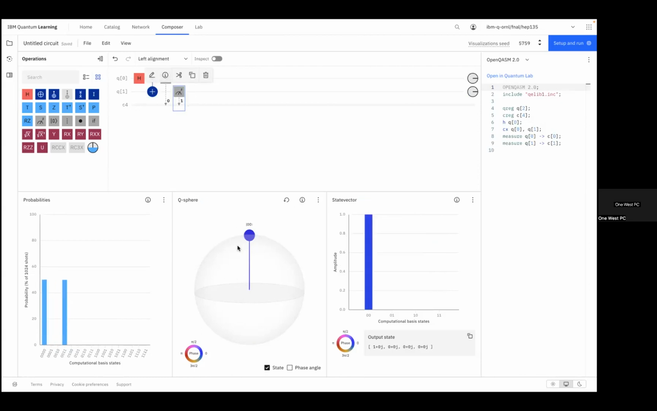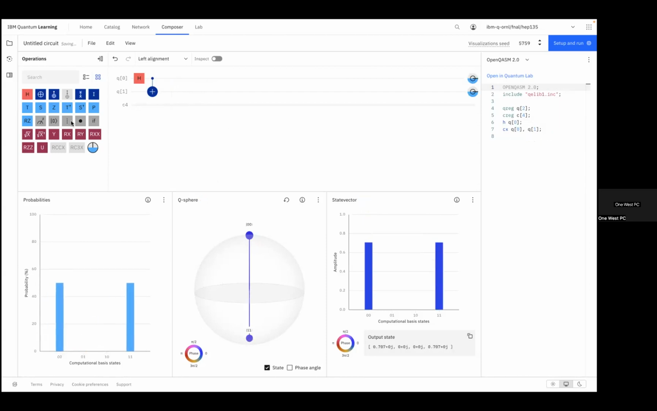This Q sphere is a visualization. Remember I had the Bloch sphere for single qubits? This Q sphere is a way of doing multi-qubit visualization. I'm not going to get into what that means. But this is pretty neat, right? You can, without even knowing a lot of programming, write quantum programs, and you can keep adding stuff, right?